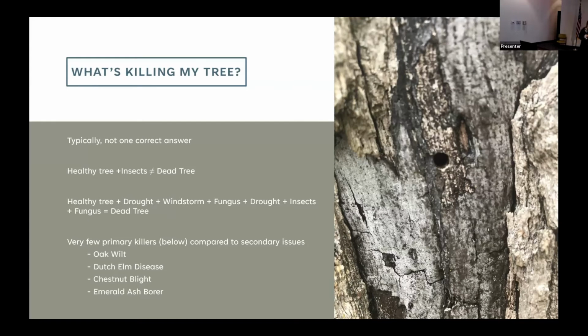I get pictures of just the exit hole of a wood borer a lot, and they're saying this is killing my tree. Sometimes that might be the case, but typically there's other things going on to get to that point of the wood borer.